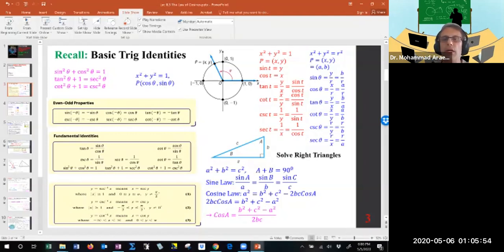Cosine law, we showed that a squared equals b squared plus c squared minus 2bc cosine A. And if you recall, I mentioned that the Pythagorean theorem is a special case of the cosine law. What is so special about it? If you change A to 90 degrees, cosine A becomes 0, and it becomes the good old Pythagorean theorem everybody is familiar with. Okay, class? All right.